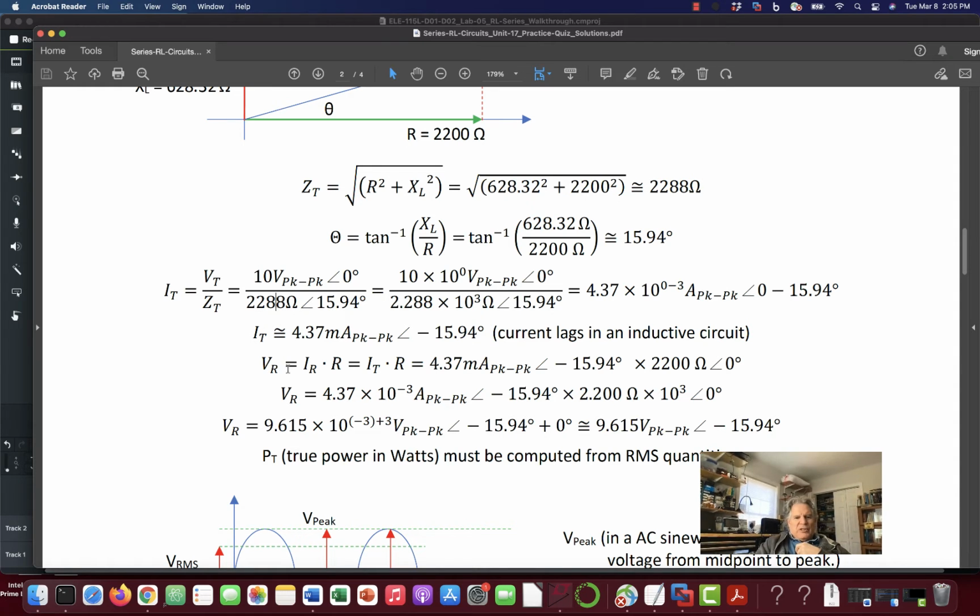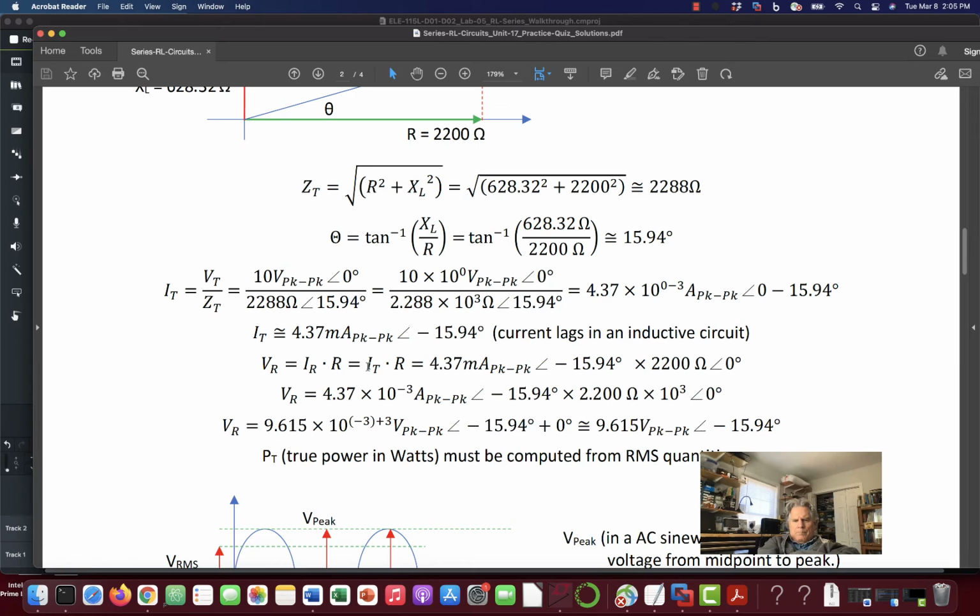Now the voltage across the resistor, now that we have the current through the resistor, is IR times R, right from Ohm's law. Well, in a series circuit we only have one current, and we know that total current is IT, so that's the same current that flows through the resistor. That's important, because if we can measure the voltage across the resistor, we know what the phase of the current is going to be, because there's no phase change in a resistor.